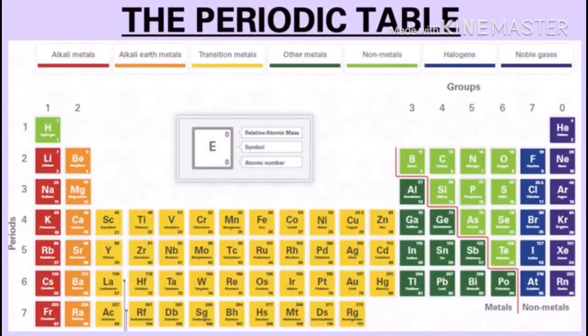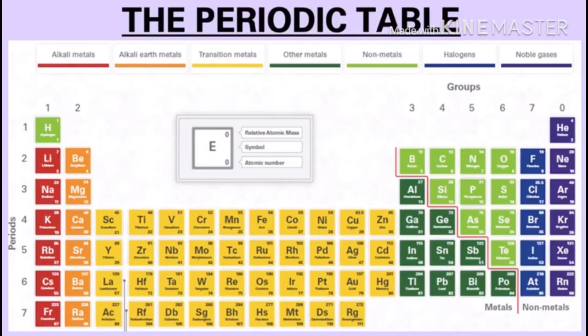This is a periodic table. We will be referring to this quite a lot in this video. To recap, on this diagram, the letter E represents the symbol of the element. The number at the top is the relative atomic mass, which is the total number of protons plus the neutrons for this element. The number on the bottom represents the atomic number, which is the number of protons or the number of electrons for this element.